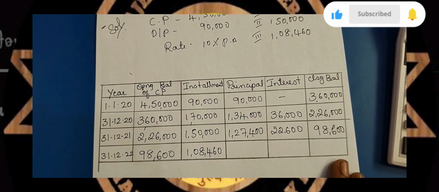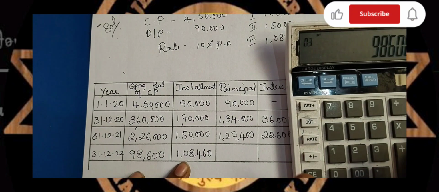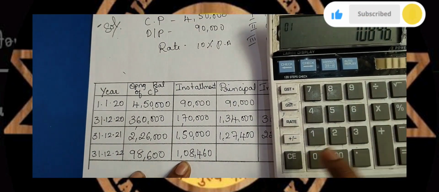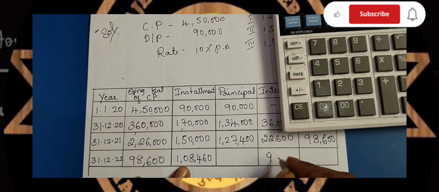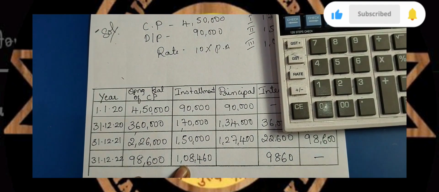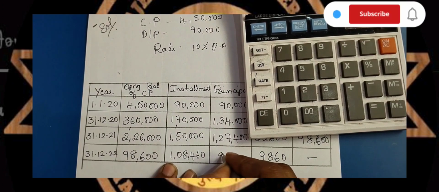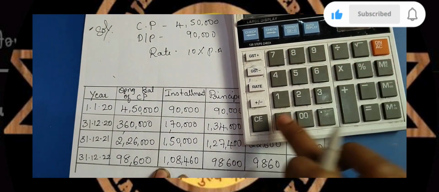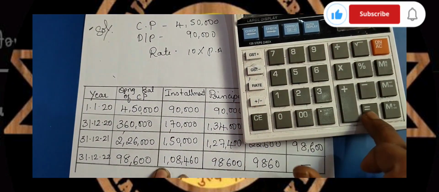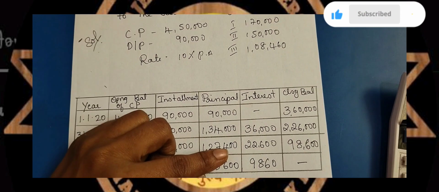The last installment is 1,08,460. While calculating the last installment, you need to take the balancing figure as your interest amount. So what is the balancing figure? 1,08,460 minus 98,600 is 9,860, because here you are getting nil. So if you subtract this, the principal will come to 98,600. You can check it: 1,08,460 minus 9,860 is 98,600.